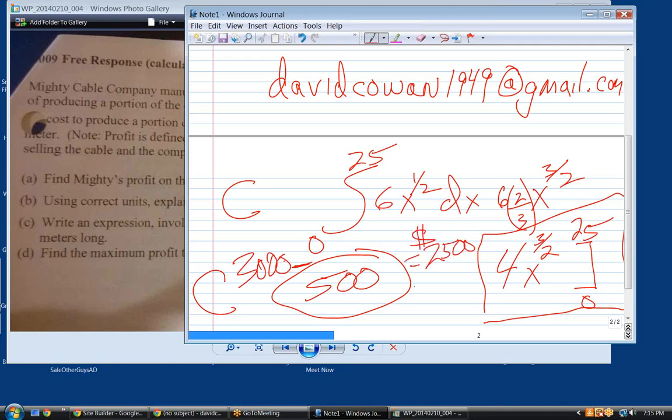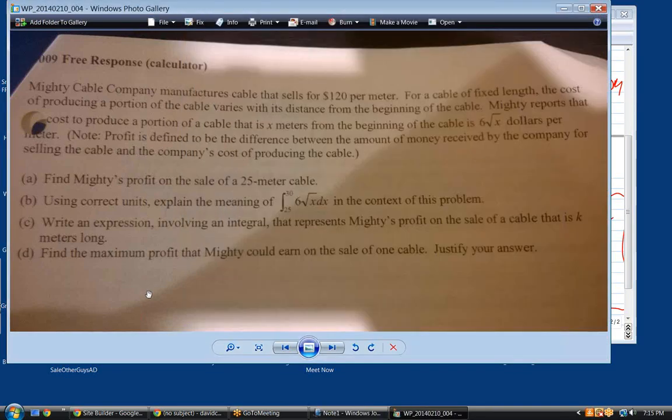Alrighty. Okay. Using correct units, explain the integral in the context of this problem from 25 to 30. So just be the last 5 they sold?